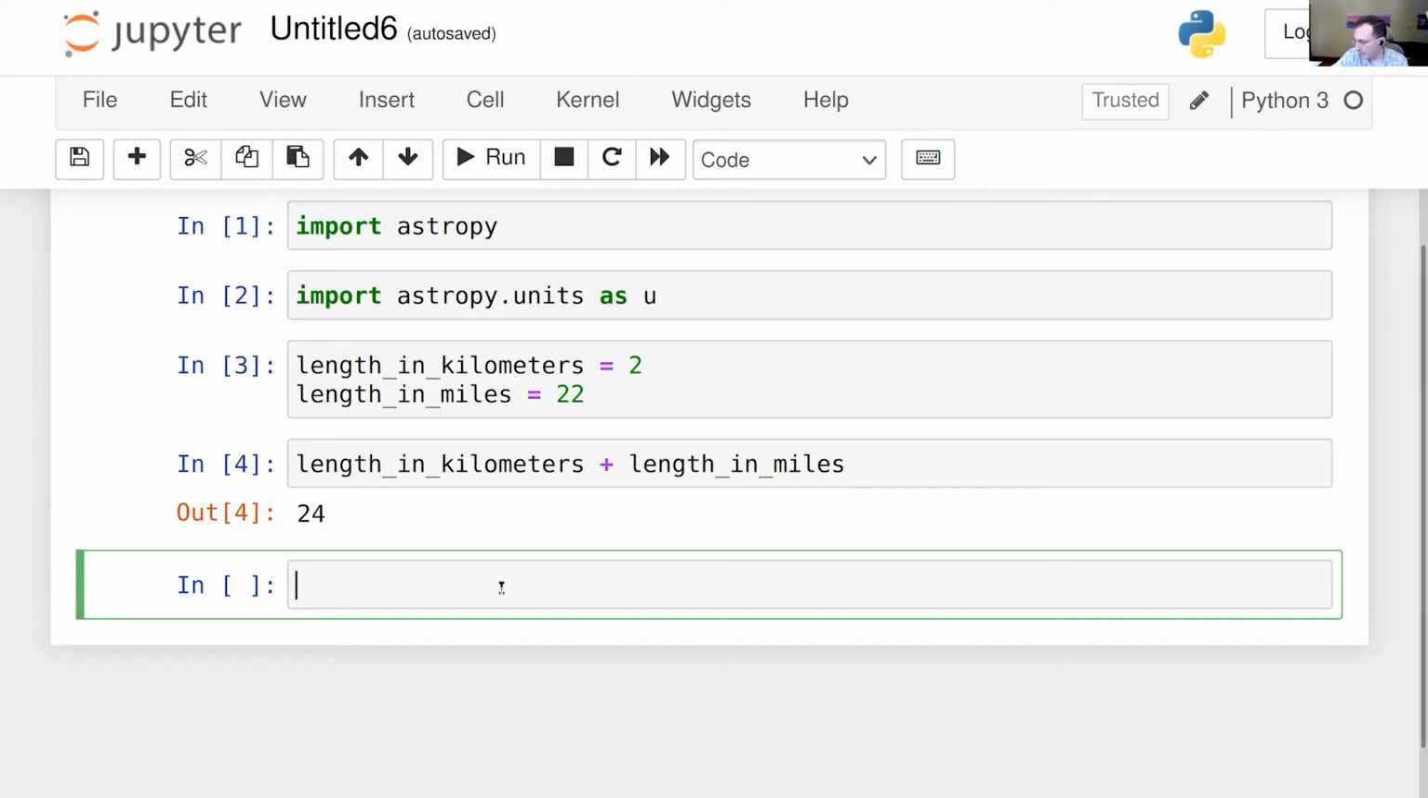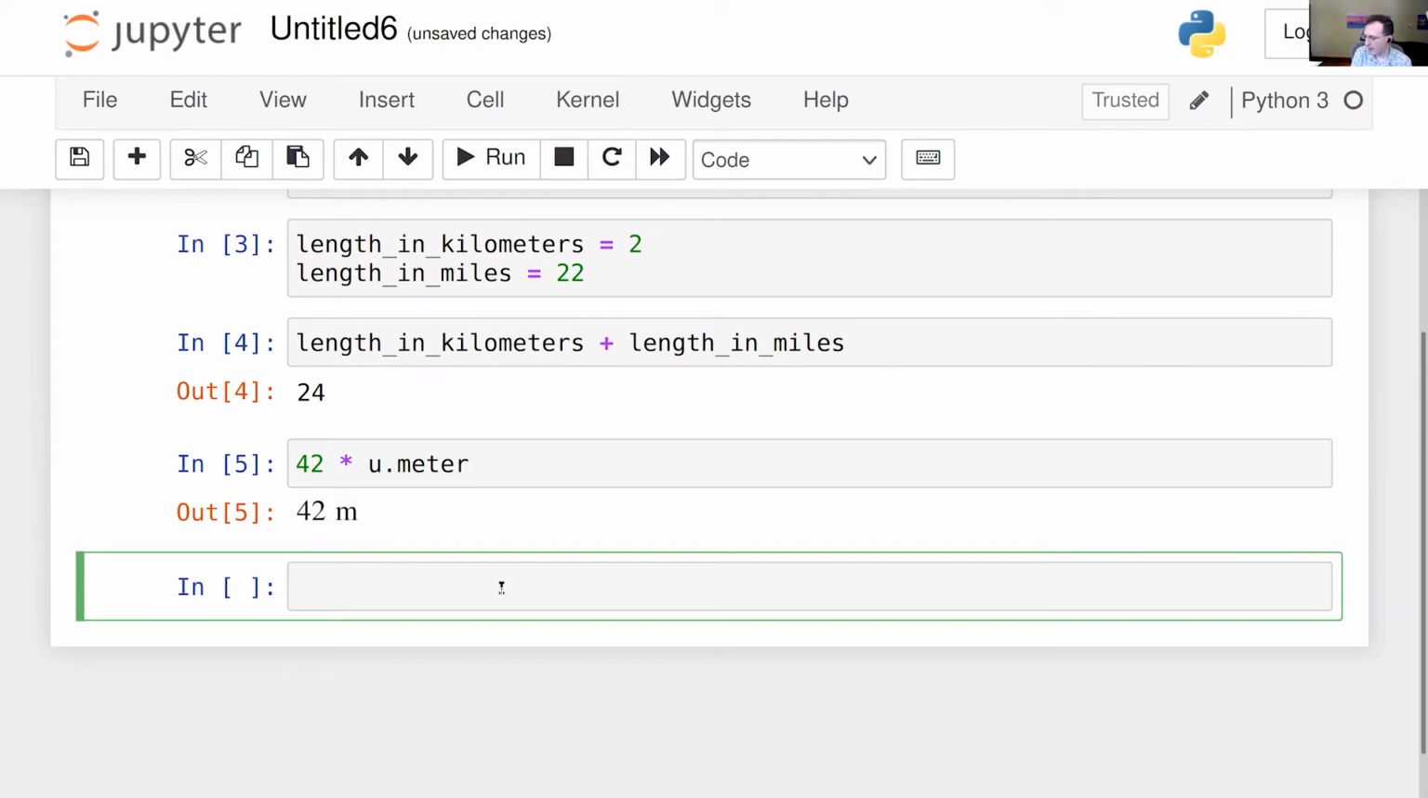The most common way to create a unit is to take a number, say 42, and multiply it by u.meter. Press shift enter. And we get a value, 42 meters. We don't have to write out meter in its entirety. We can use an abbreviation for that. And we can define a variable, distance equals 42 times u.m, where the m stands for meter.